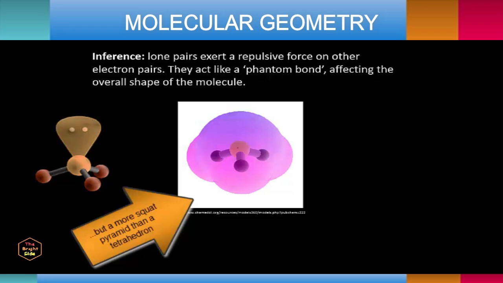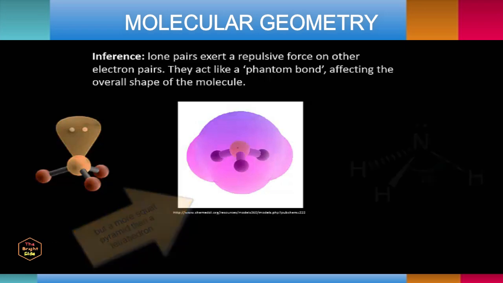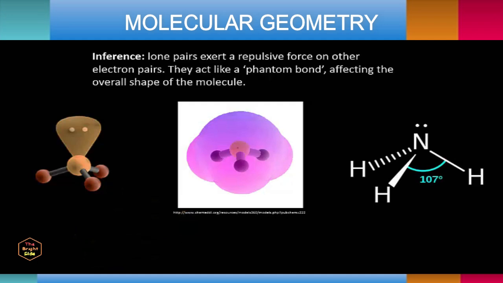There's one more thing. If you look at the bond angles in ammonia, they're 107 degrees. Do you remember what the bond angles were in methane? An undistorted tetrahedral molecule like methane will have bond angles of 109.5 degrees. Instead, ammonia has slightly smaller bond angles, 107 degrees, which means the hydrogens have somehow been drawn closer together.